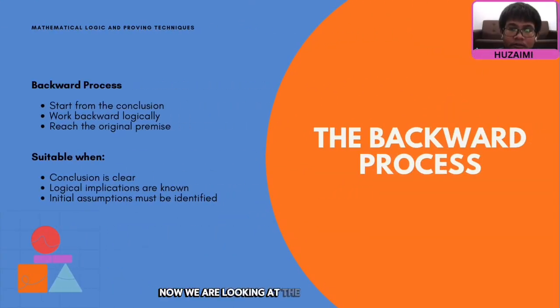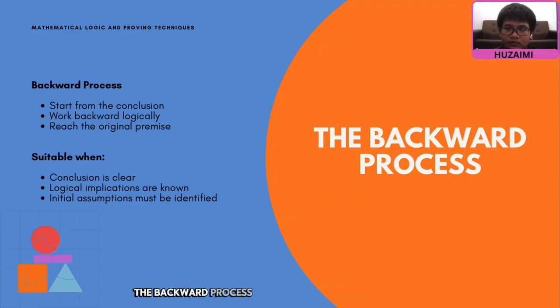Now we are looking at the backward process. Instead of starting with what we know, we begin with what we want to prove. The idea is to work logically backward until we reach the original premise. This method is especially useful when the conclusion is clear and we understand the logical implications involved. By retracing the steps from the conclusion to the assumptions, we can clearly justify why a statement must be true.